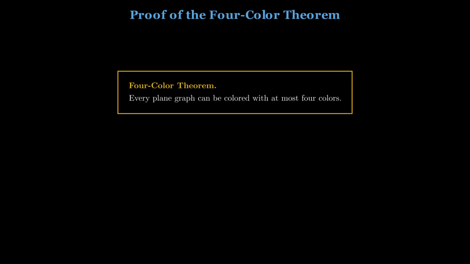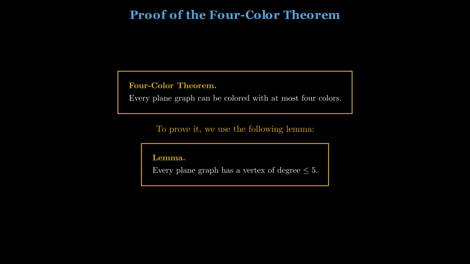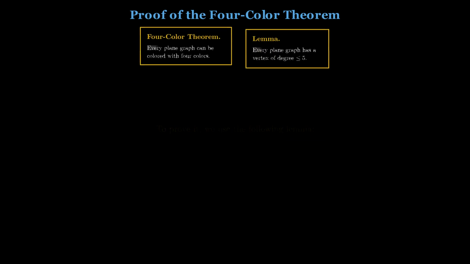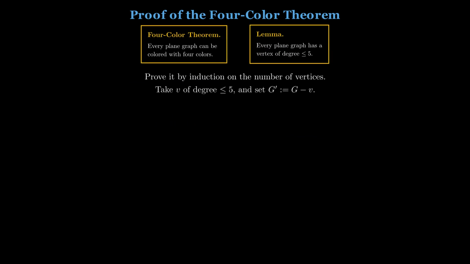We are now ready to prove the theorem. To do so, we use the following lemma. Every plane graph has a vertex of degree at most 5. We argue by induction on the number of vertices. Take such a vertex V and remove it to form the smaller graph G'. By the induction hypothesis, G' can be colored with four colors.